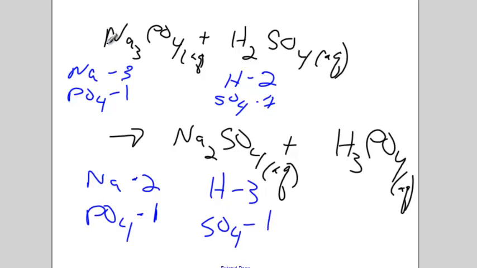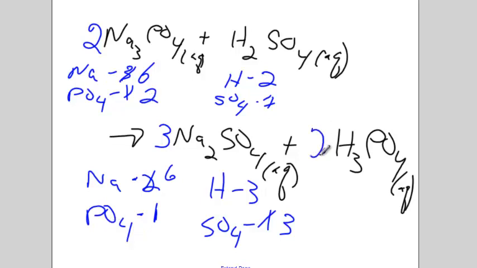Okay. 3 Na's, 2 Na's. The only way to make those the same is least common multiple. So I'm going to put a 2 in front of Na3PO4. Now I have 6 Na's and 2 PO4s. And then I'm going to put a 3 here. Now I have 6 Na's and 3 SO4s. Oh dear, my PO4s and my SO4s, they were balanced, now they're not. That's all right. 2 PO4s, only 1 PO4. Let's put a 2 here.